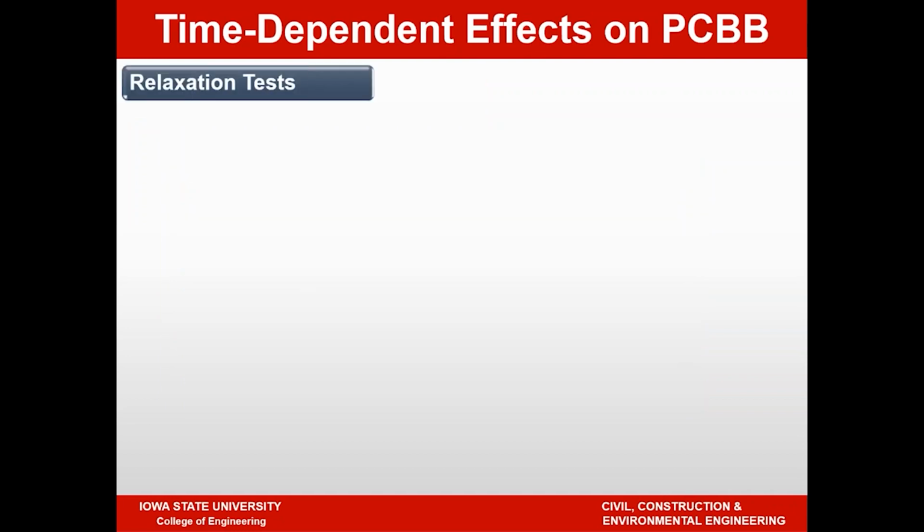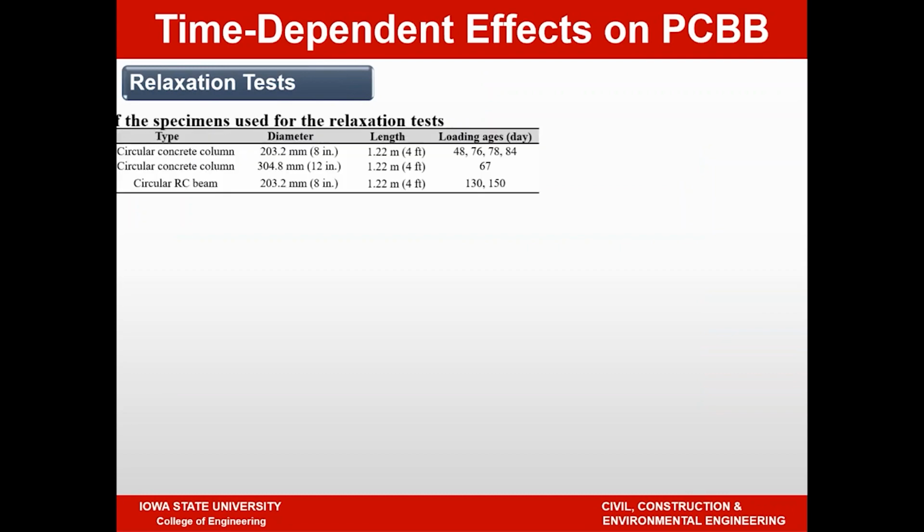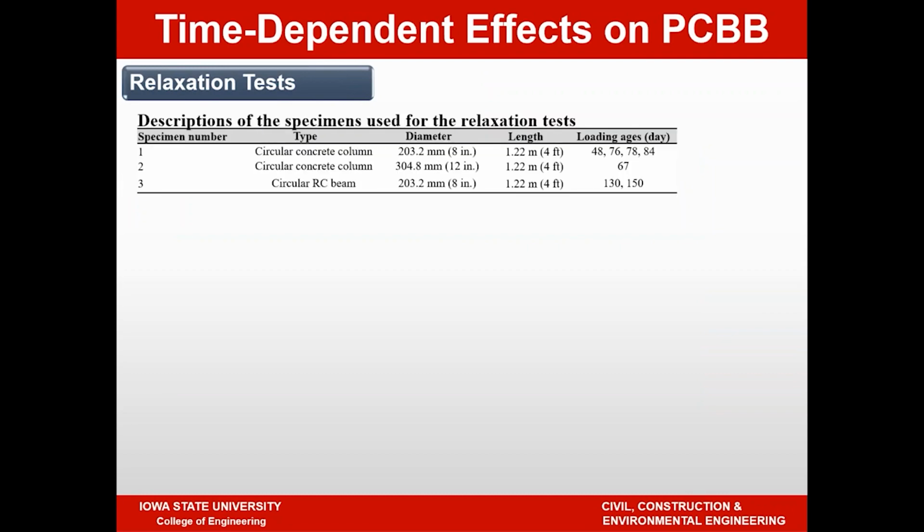Okay, let me start with the first task that we undertook. It was a relaxation test. We performed this test on 3 different members. 2 are circular reinforced concrete columns, and 1 is a circular reinforced concrete beam. The diameter of all of these members was in the 8 to 12 inch range. Specimens are 4 feet in length, and they were loaded at ages between 48 and 150 days.